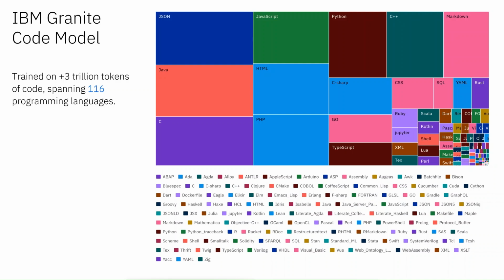The larger the block size for the particular language on the chart, the larger percentage of training data of that language was used to train the Granite Code models. Languages and formats such as Java, C, JSON, JavaScript, HTML, and PHP are subjects in which the model excels. Other languages such as Ruby, SQL, and Swift have less training data to base those recommendations on, but will continue to evolve as the Granite models mature.